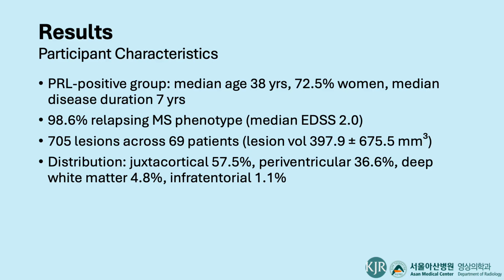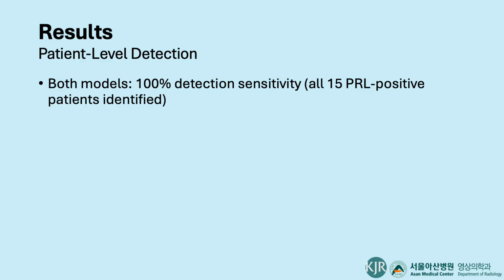Across these patients, we identified 705 lesions with a mean lesion volume of about 398 cubic millimeters, distributed predominantly in the juxtacortical and periventricular regions. At the patient level, both models achieved 100% detection sensitivity, correctly identifying every PER positive patient.